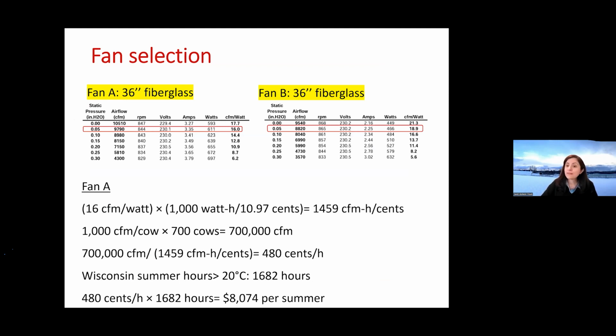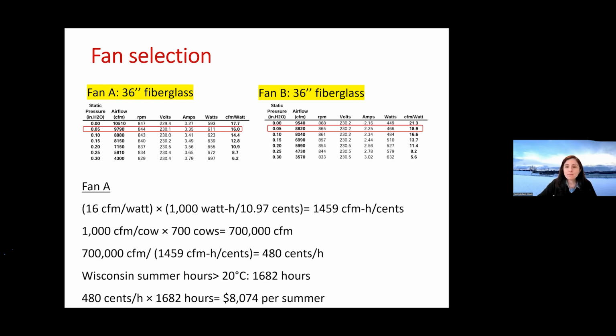So what can we do related to fan design, ventilation design, fan selection? One of the things we can look at is choosing our fans correctly, okay? Two fans may look exactly the same. I am showing you two examples here, fan A and fan B. They are both 36-inch fiberglass fans, but different models, different brand names. If you look at the fan efficiency at 0.05, this one is 16 CFM per watt. This one is 18.9 CFM per watt, okay?